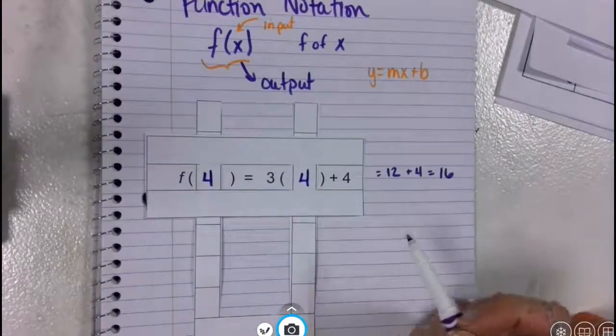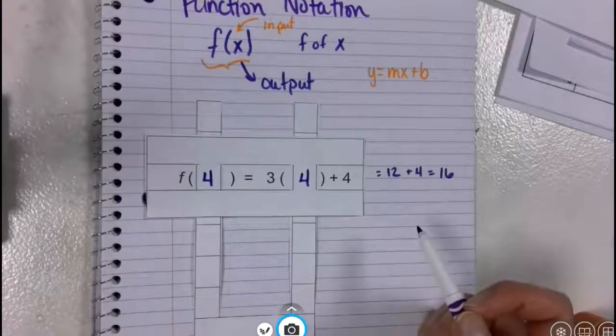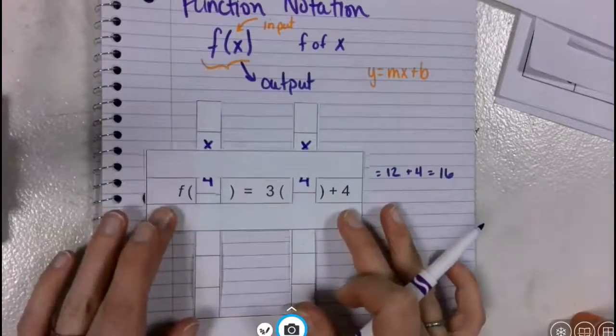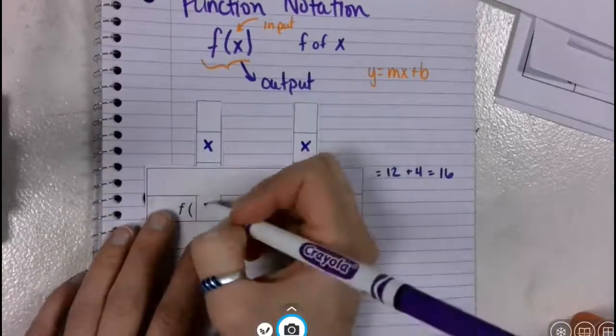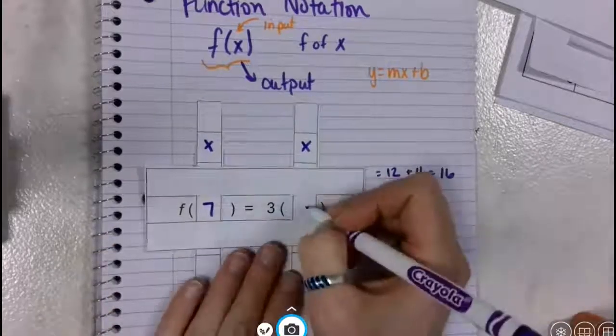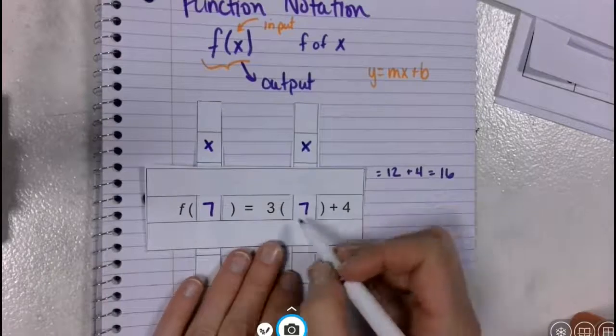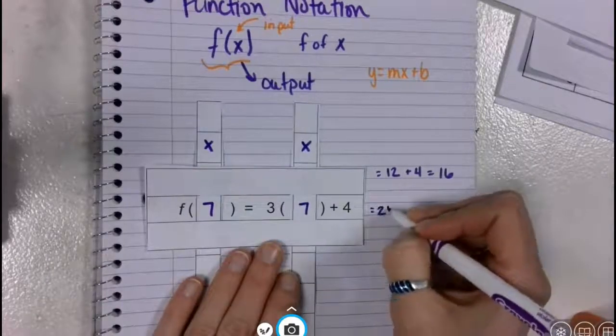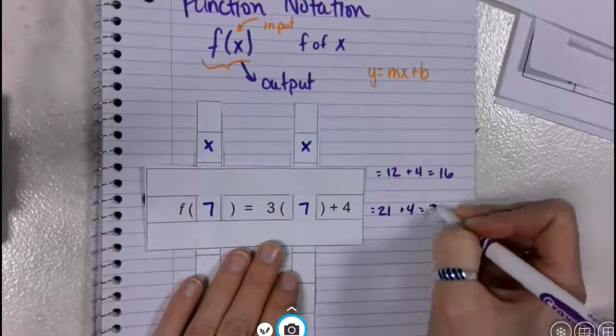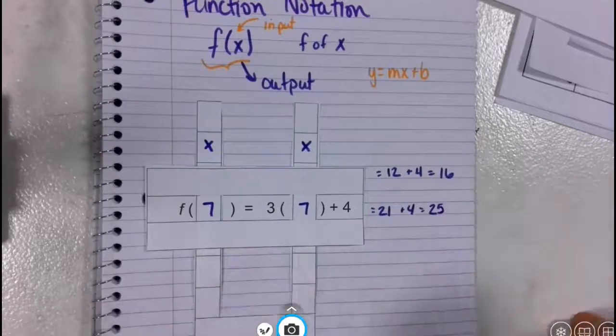So that's how I would evaluate using my function notation. So let's go ahead and try another one. So now if I have f of 7, that also means I put in a 7 anywhere I see that x in my equation. So that gives me 3 times 7 is 21 plus 4, which equals 25. So that's how I would evaluate using function notation.